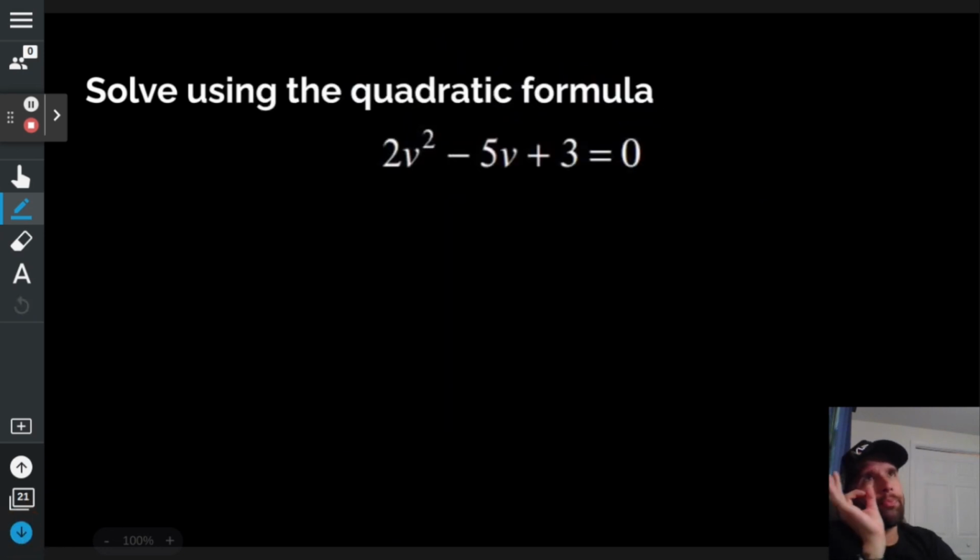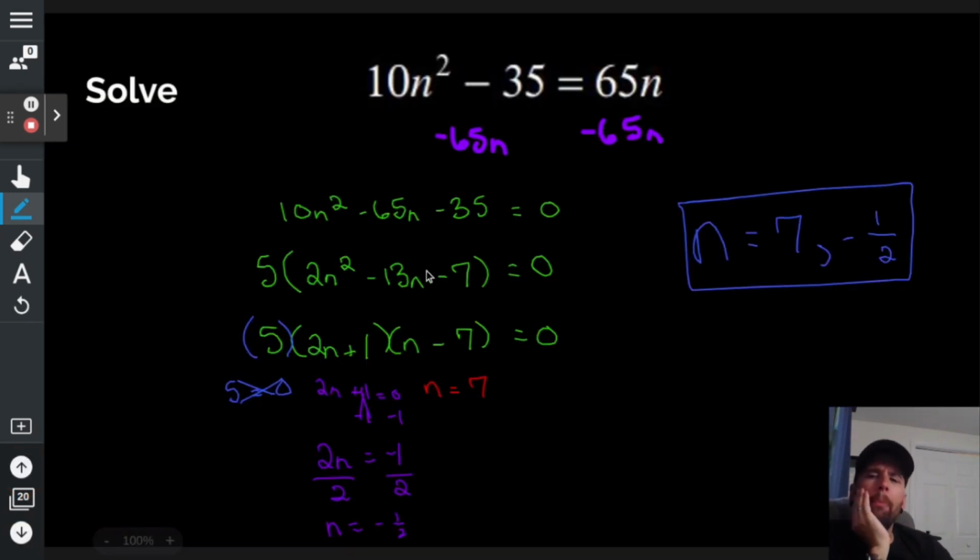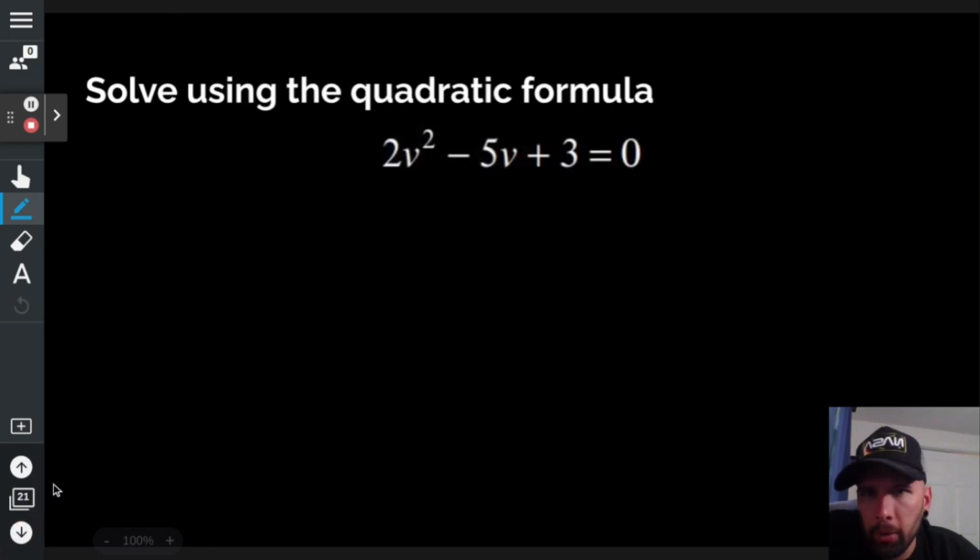Now, what if I did this guy? Got to that point right there, and I couldn't factor it. Does that mean there's no answer? No. There is an answer. It's just not factorable, so the answer is not going to be pretty. And that's when we have the quadratic formula. Now, the quadratic formula solves for any quadratic.